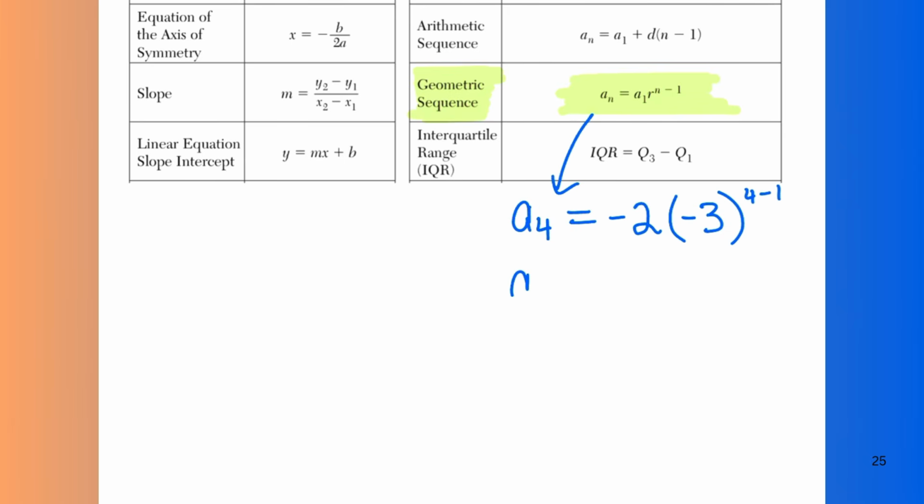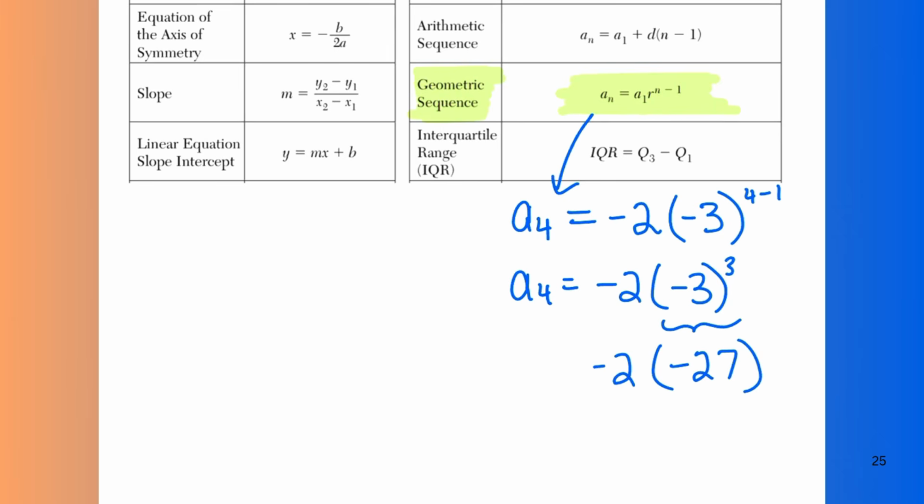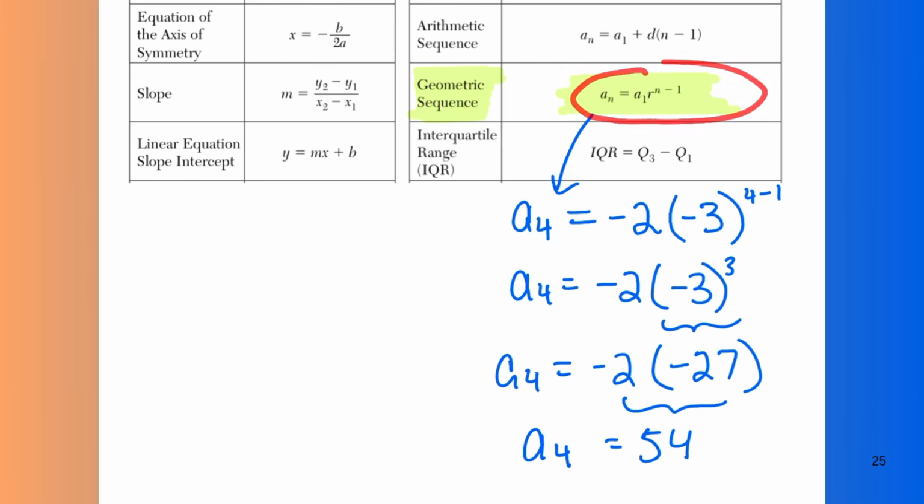And so now if I just evaluate this, I will find my answer in a different way. This says -3 to the third power. That means -3 times -3 times -3, which is -27. So now I have -27 times -2, and that is equal to 54. So that's how you can use your reference sheet and just understanding what these variables stand for and how to evaluate to find the same answer.